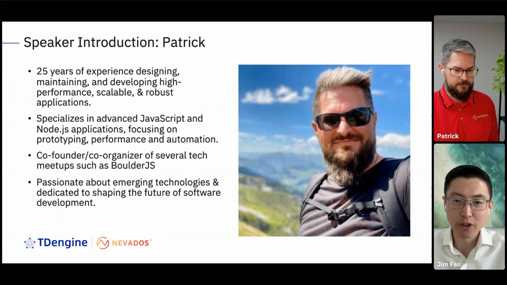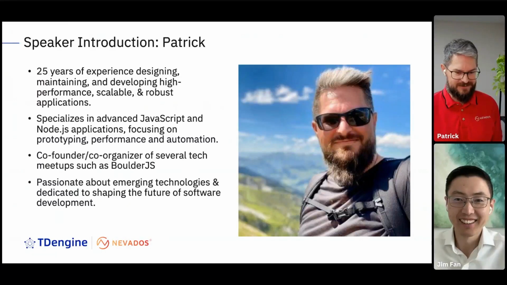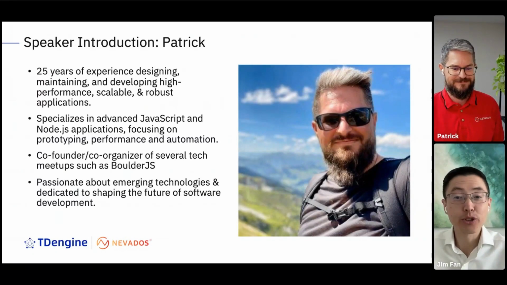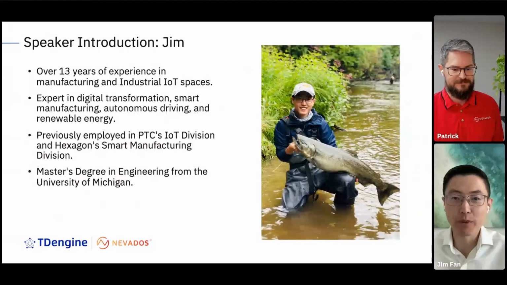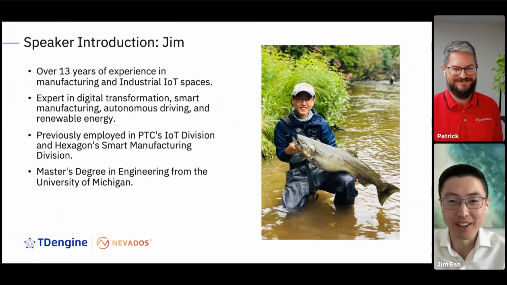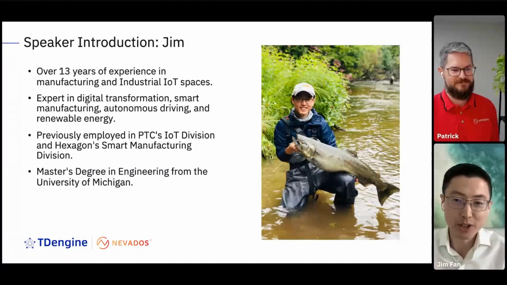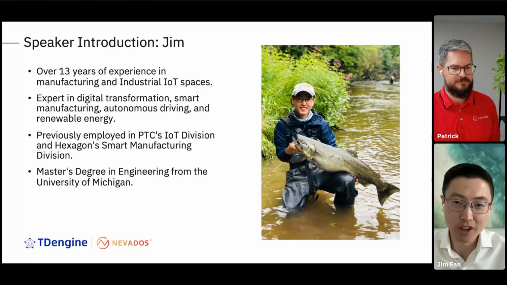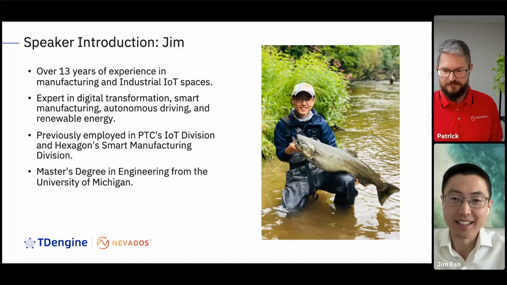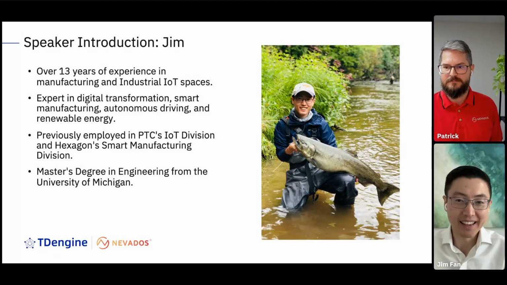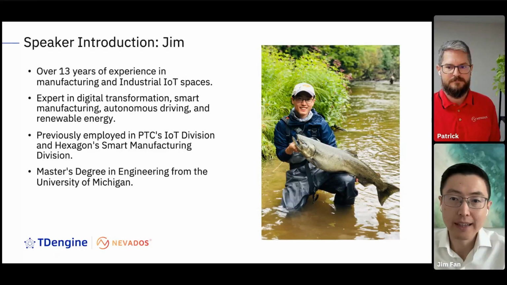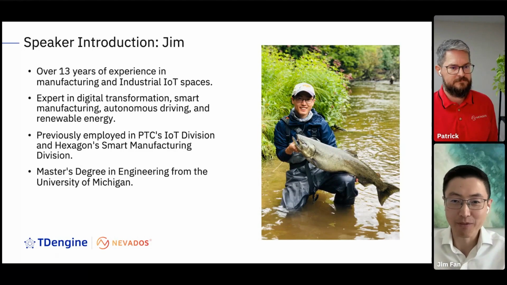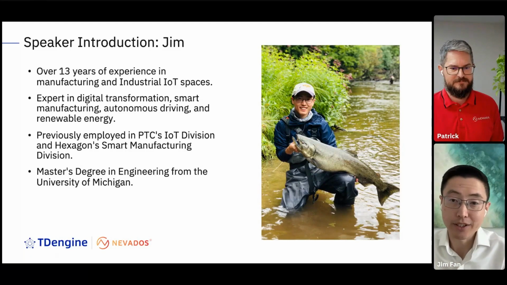Awesome. And we can tell from your picture that you like hiking a lot too, right? Yes, I'm a big outdoor fan. Awesome. So to go along with your picture, I actually changed my profile picture because I like fishing a lot. I'm also an outdoorsman. So a little bit about myself. My academic background is in engineering. I graduated from University of Michigan about 13 years ago. I've been working in the manufacturing and industrial IoT spaces since then. I also worked in areas like smart manufacturing, autonomous driving, and renewable energy. In my spare time, I'm a big time fisherman. This is the fish that I caught in Michigan when I was living there. Right now, I'm based in the San Francisco Bay Area.